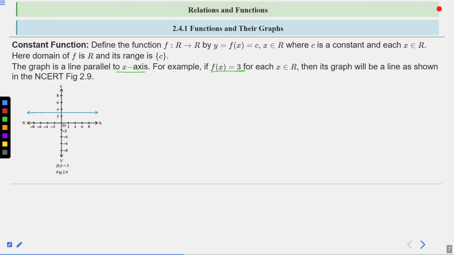If anybody is having any kind of doubt, please ask. Okay, I think nobody is having any kind of doubt. Moving to next.